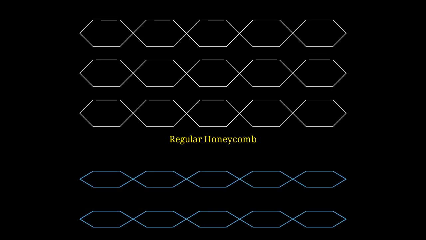Now look at the re-entrant honeycomb. The walls are inverted, pointing inward rather than outward. This simple geometric modification completely changes the mechanical behavior. When you pull this structure, the inverted walls rotate and unfold, causing expansion in all directions.